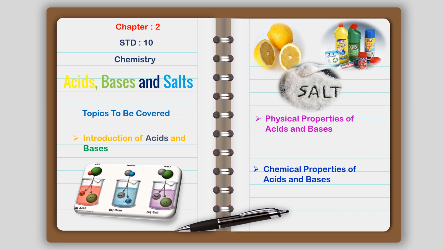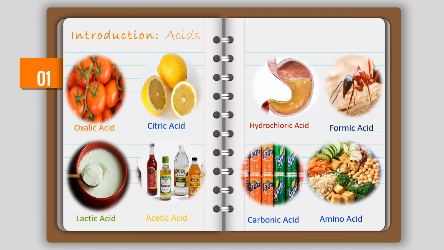Now, for example, when we are eating more spicy food, what happens after some time? After some time, burning is caused in our stomach, which is due to the presence of acid. So we will study about acids in our everyday life.